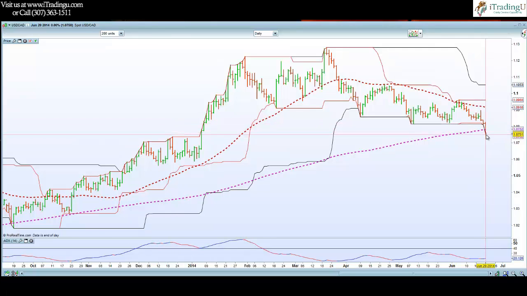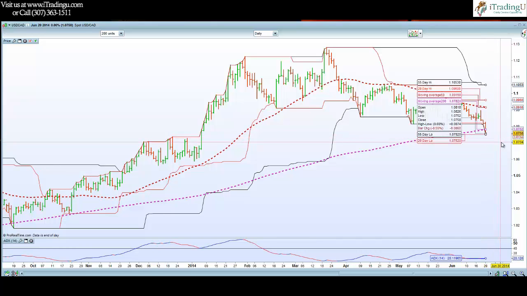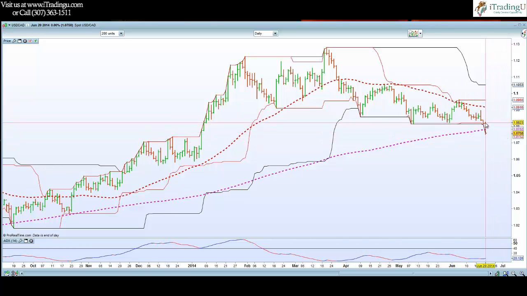So if you didn't get short market on close on Friday, you can get short market on open today. You put your stop at the high of today's bar, or the high of the breakout bar from the 55-day high if you didn't get short on that breakout. So that's dollar CAD.